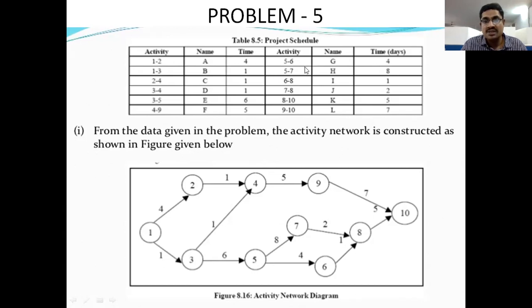And next 5 to 6. So 5 and 6 have 4 hours of time. Next 5 to 7. Already we have the 5. Just draw 7 here. So from this 5 activity, 2 activities are there. So 7 and 6 activities came from the 5 activity. So this part is called a burst activity.